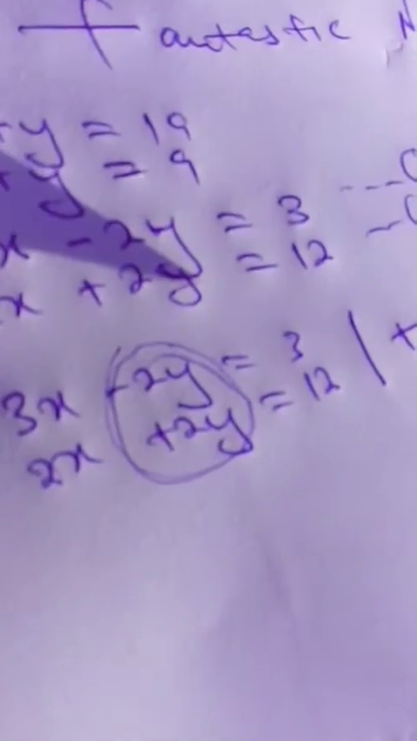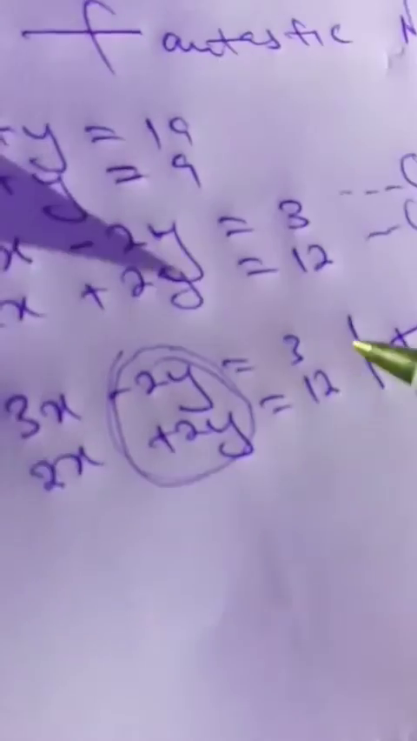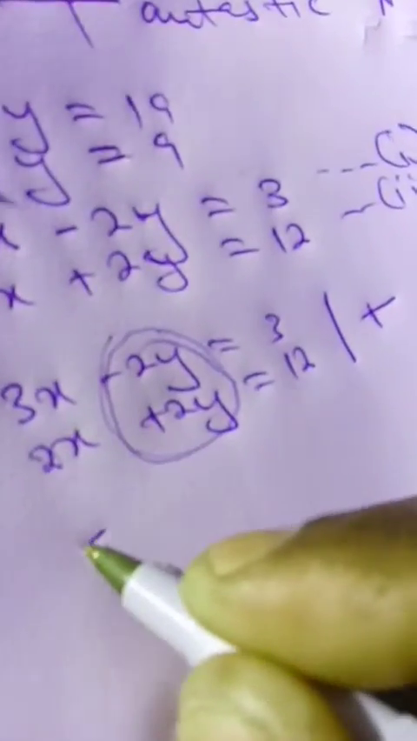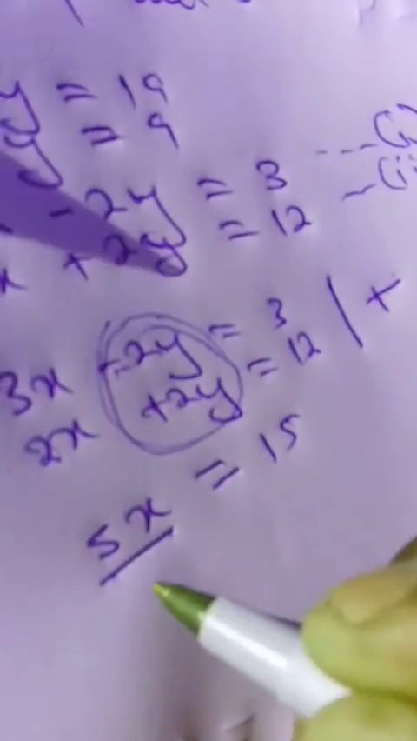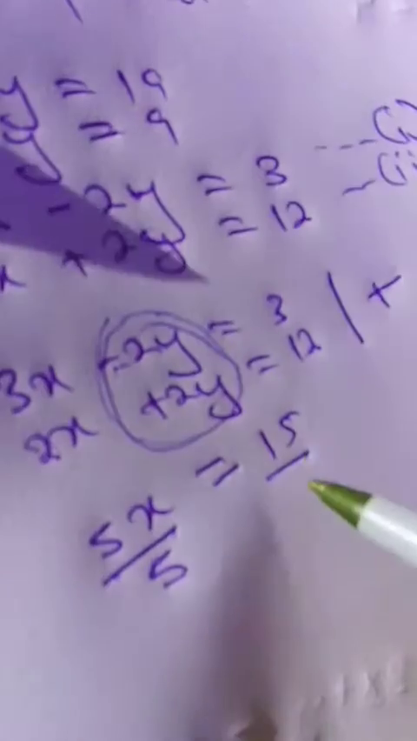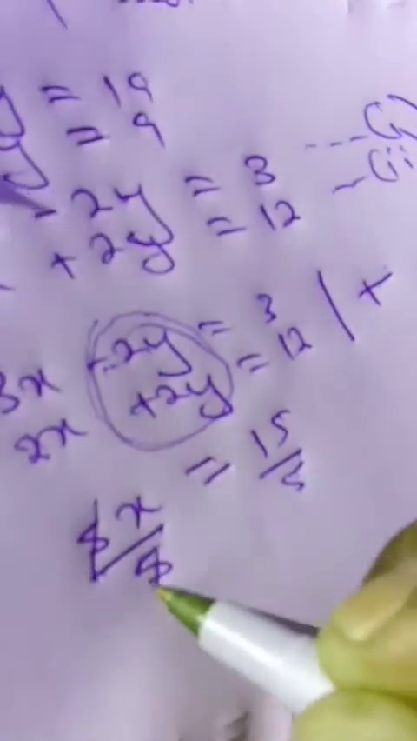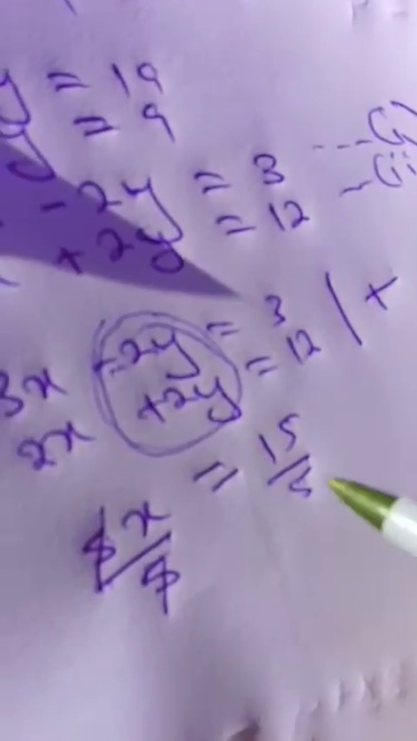Then 3x plus 2x, our value is 5x. Then minus 2y plus 2y, we get a 0, is equal to 3 plus 12, which is 15. Then divide by the coefficient of the unknown, which is x. We divide 15 by 5 and 5 by 5, and we get 3. x is equal to 3. So this is the value for x.